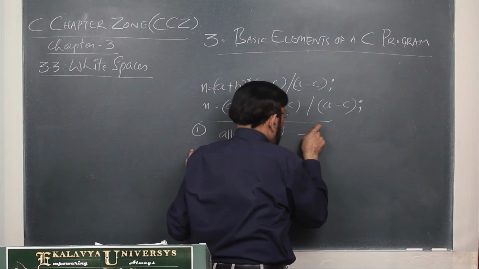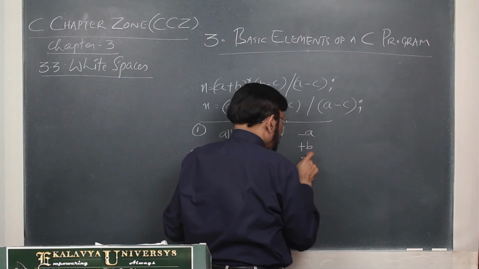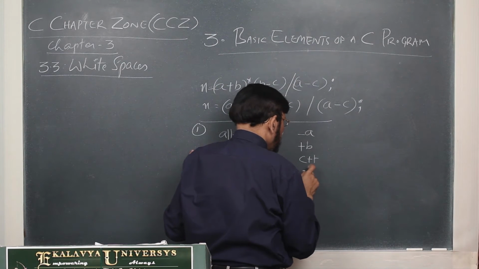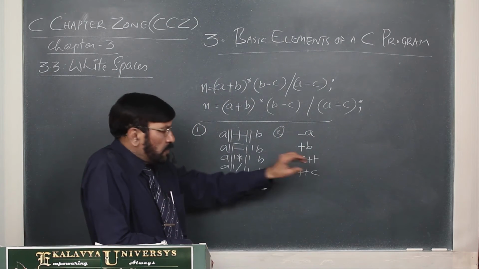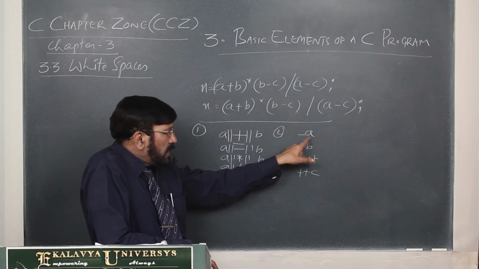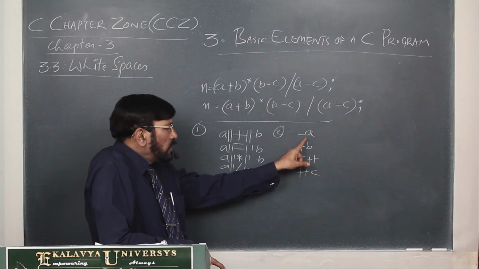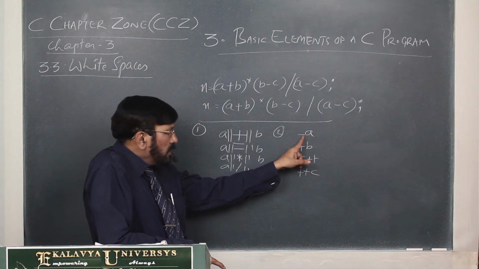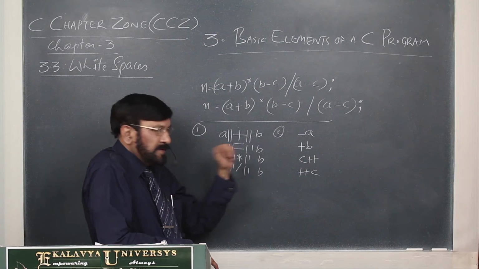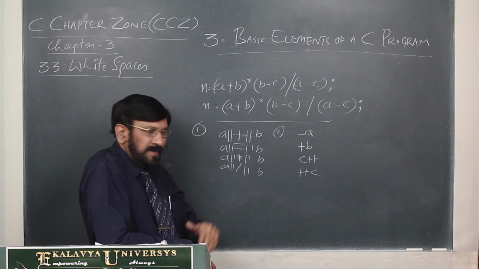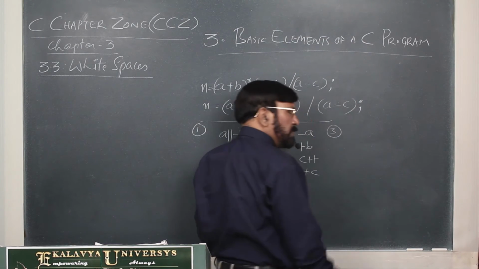Second one, whenever you are using unary operators, they act upon only one operand. Now you see, minus a, plus b, c plus plus. These are all unary operators. Why are they called unary operators? They act upon only one operand. So whenever you are using unary operators, don't leave space between the operator and operand. Here I left space around it; here I am not leaving any space around it. This point you remember.